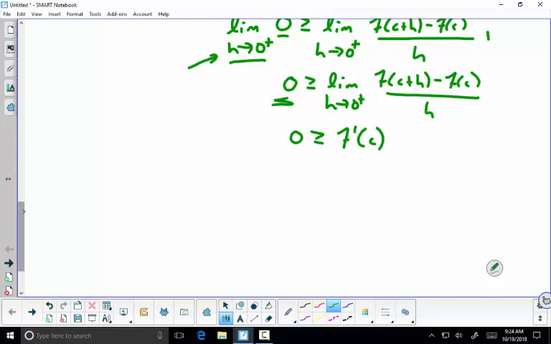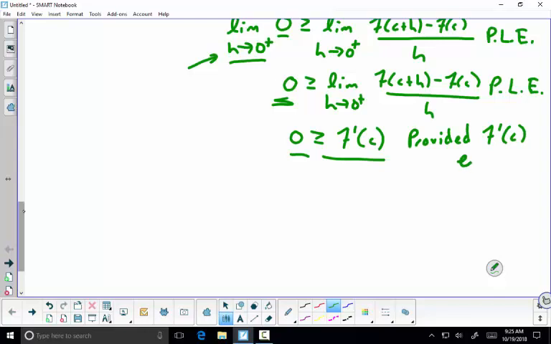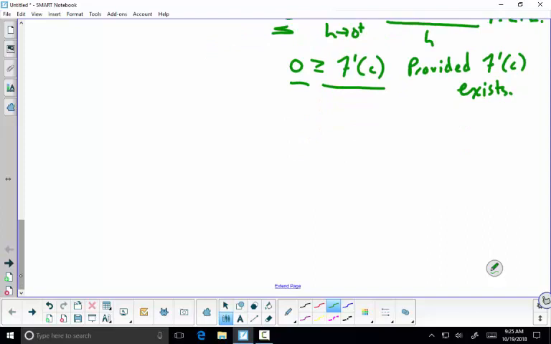In all of these cases, I should have put provided the limit exists, because we took a limit of both sides without necessarily knowing that that limit exists. Okay. So we have that 0 is greater than or equal to the derivative at c, provided f prime of c exists. So if it's differentiable at c, then that derivative is going to be greater than or equal to 0. That was case 1. Now let's look at case 2.